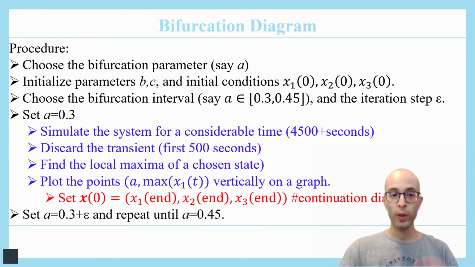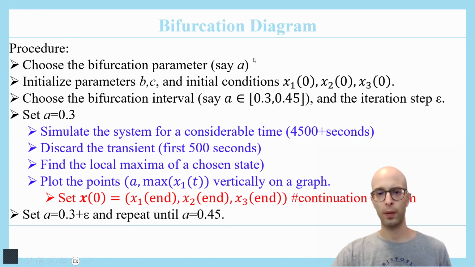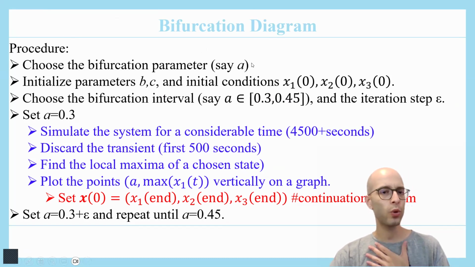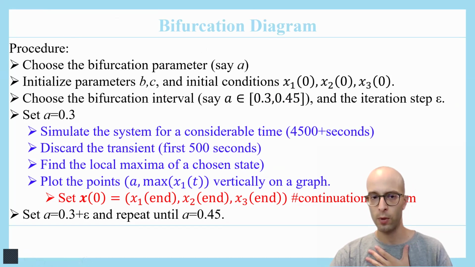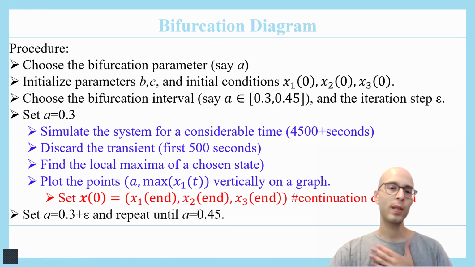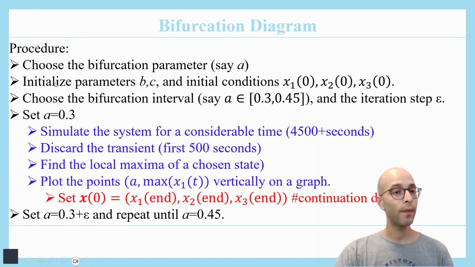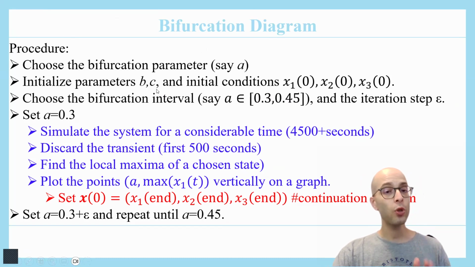Okay, so we start by choosing the bifurcation parameter. In my example, I'm going to study the parameter A for the system. Okay, so I'm going to study the behavior for parameter A. Now, I'm going to set the values for my other parameters, B and C. Okay, and I'm also going to set the initial conditions of the system, x1,0, x2,0, x3,0.